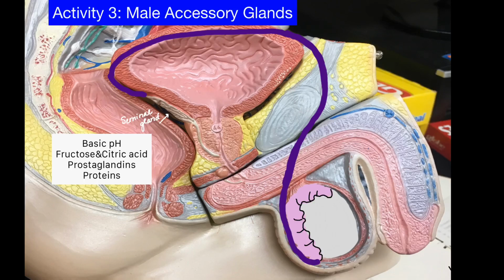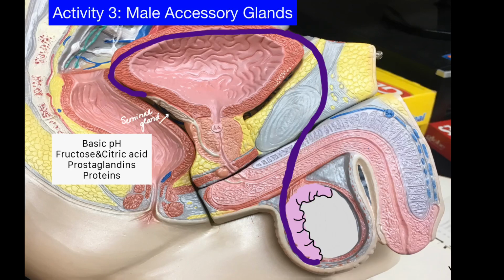Seminal vesicles also produce fructose and citric acid. The fructose is really important because that's what the sperm use for energy. Remember, sperm are the active gametes. They're the things that are going to move around, and in order to move, they need energy. That comes as a source of fructose to power the mitochondria and the flagella. Seminal vesicles also contribute prostaglandins, which cause tiny little contractions that help the sperm move around.